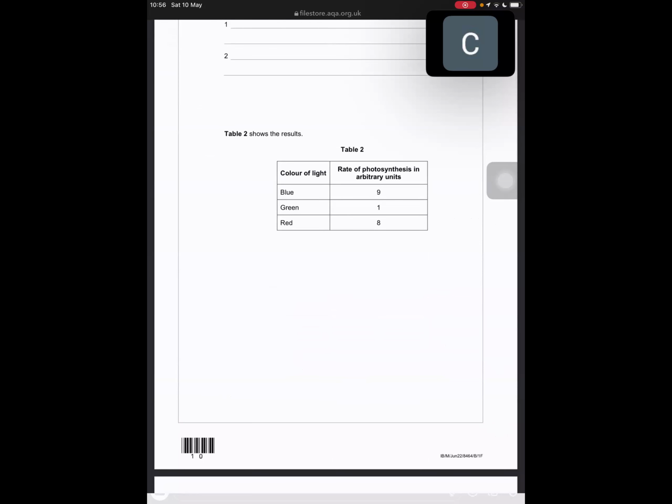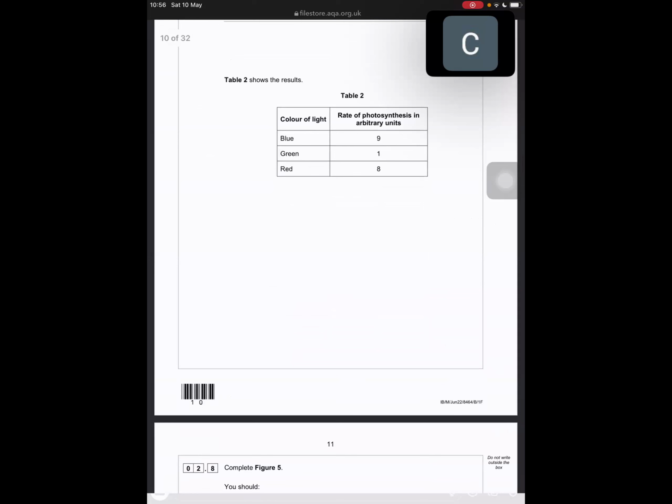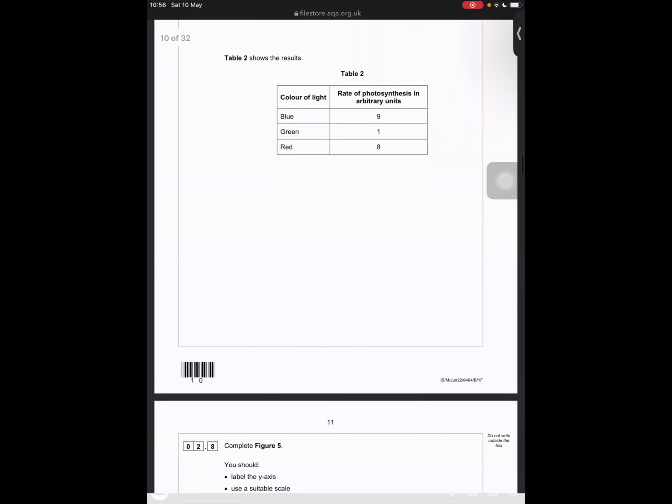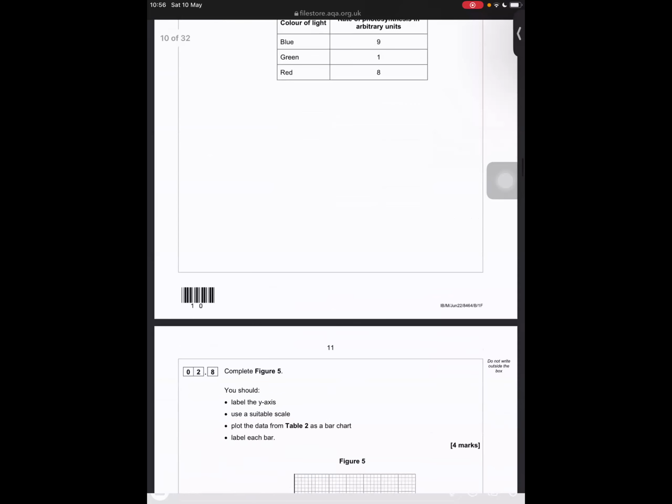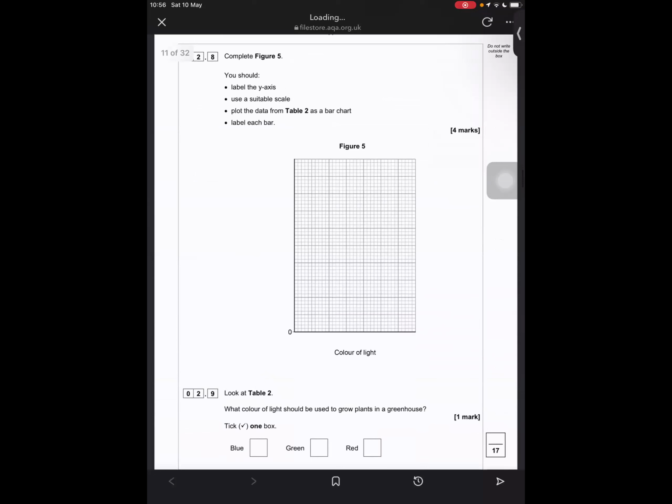Table two shows the result: blue light, green light, and red light, with rate of photosynthesis 9, 1, and 8. So what's the question? It says to show a bar chart. If you were to draw this graph, what do you think should be the x-axis, and what should be the y-axis?